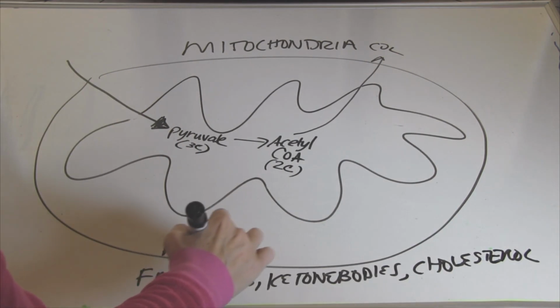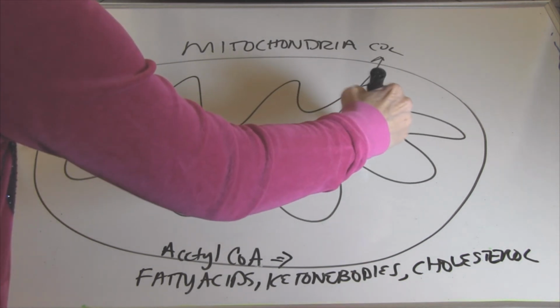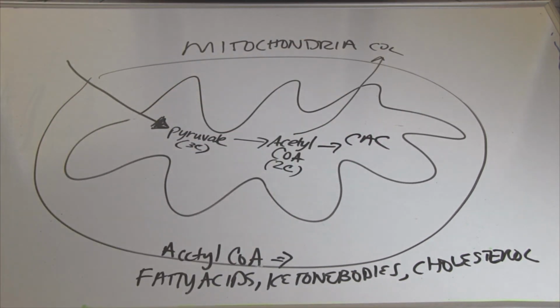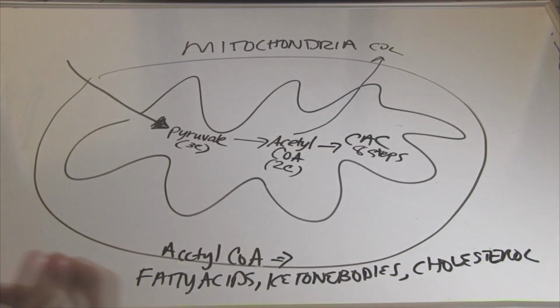Acetyl-CoA we can also get from fatty acids, ketones, and cholesterol, or from carbohydrate metabolism. Here we have an acetyl-CoA. This is going to enter the citric acid cycle. The citric acid cycle has 8 steps, and its function is to completely oxidize glucose. For each glucose molecule, we have 2 turns of the citric acid cycle.